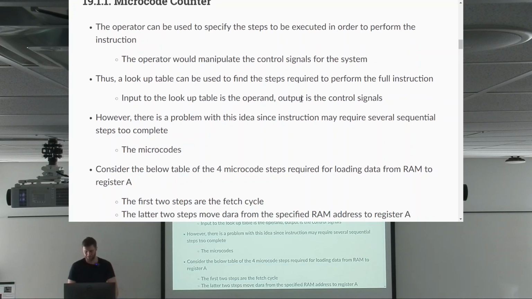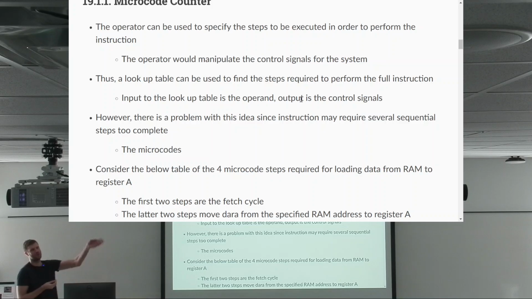So the operator can be used to specify the steps to be executed in order to perform the instruction. The operator would manipulate the control signals for the system. So we need a way to do this, basically. We have the operator, and we need that operator to tell the system the control signals to manipulate. But again, each instruction takes multiple control signals. So we need to change the control signals a few times for each operator. Load A, I need to fetch part 1, fetch part 2, instruction to address, RAM to A, right? So somehow that one operator needs to mean 4 different things.